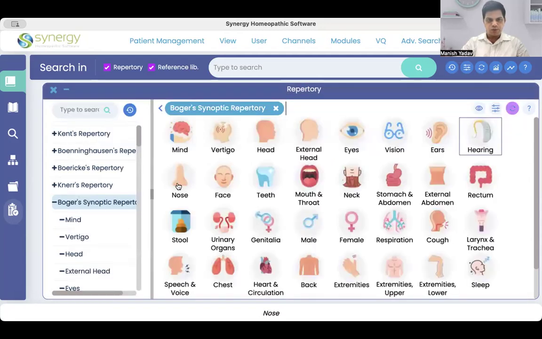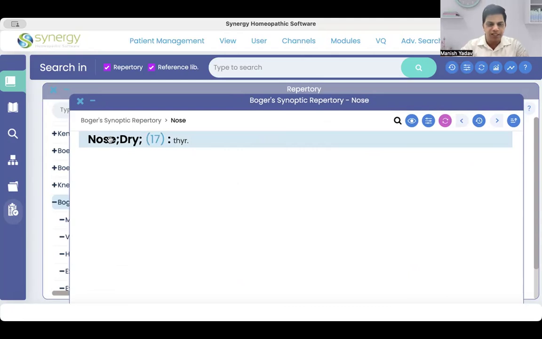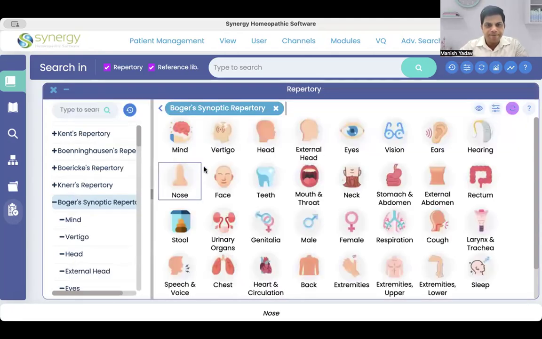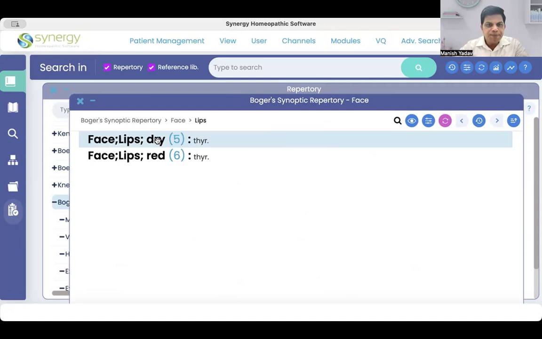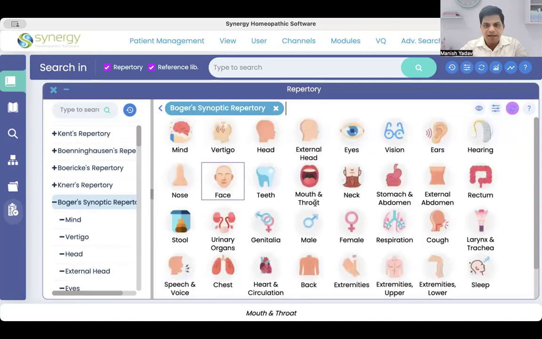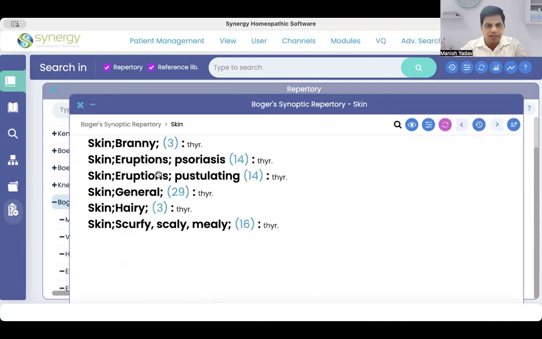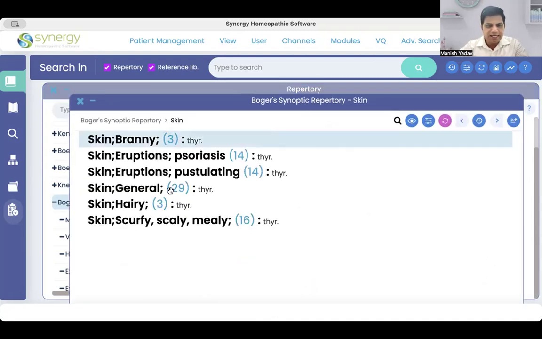Now see this. Nose dry, lips dry. You see dryness in many places. Now let's go to the skin. Skin briny. What is briny skin?